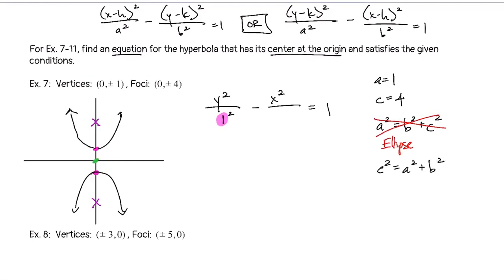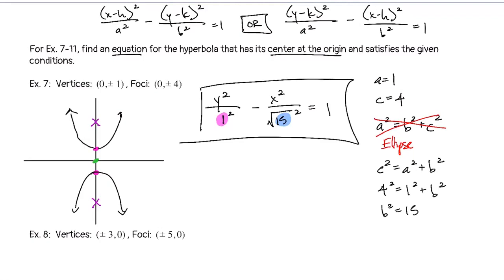Okay. So we can say 4 squared equals 1 squared plus b squared, or b squared equals 15, and we could put that number right down here. And that's it.